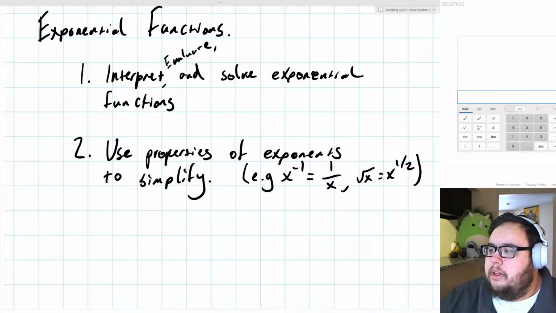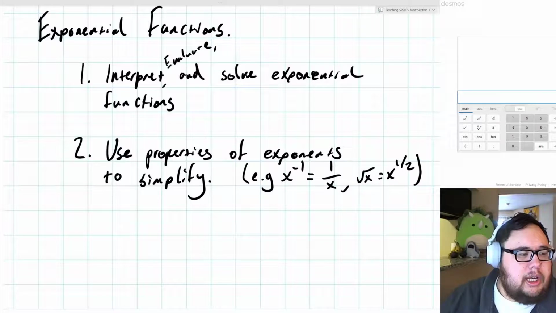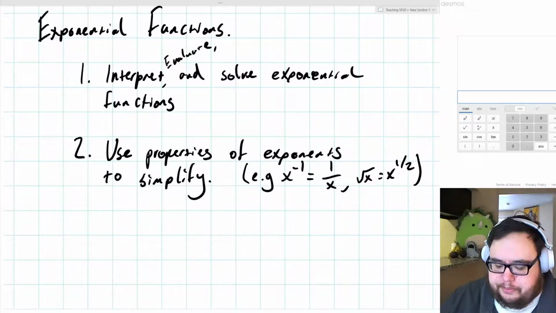Does anybody have any questions about exponents and logarithms or exponential functions? What I'm expecting out of those? There is no graphing on this test, so you don't have to worry about graphing exponential functions.